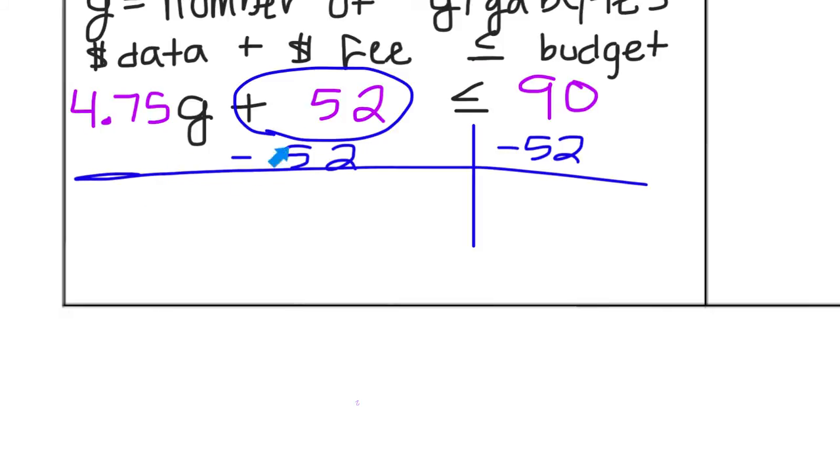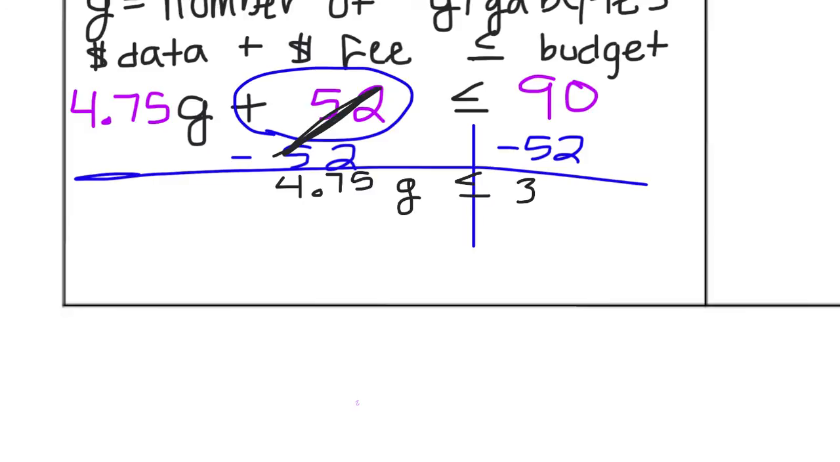What I do on the side of the variable, I have to do the same thing on the other side. So 52 minus 52 is 0. These cancel each other out. I still have 4.75 G. My symbol comes straight down, is less than or equal to 90 minus 52 is 38.